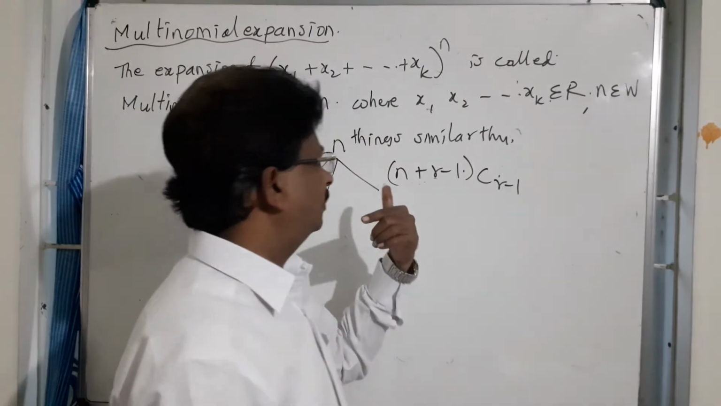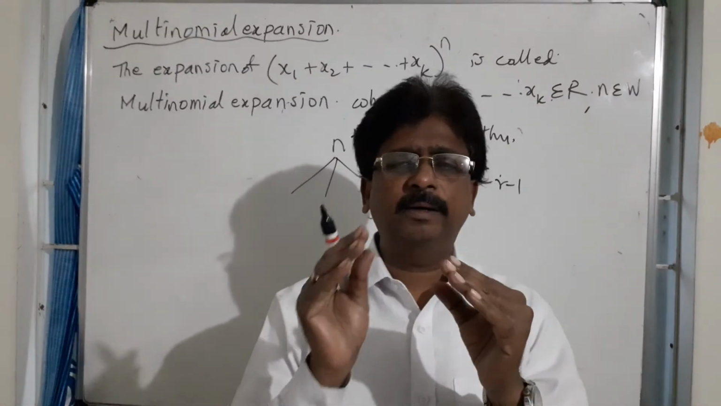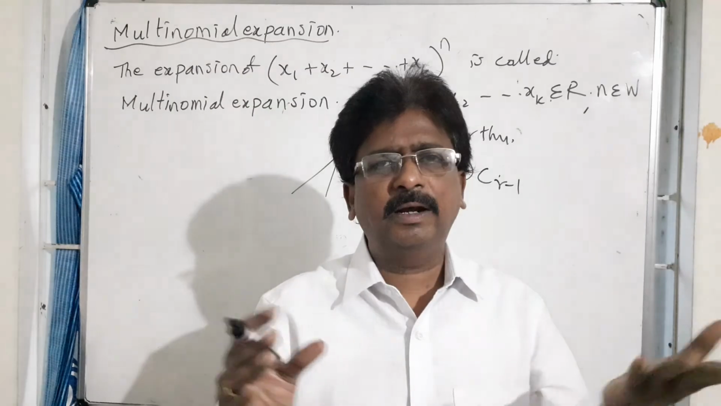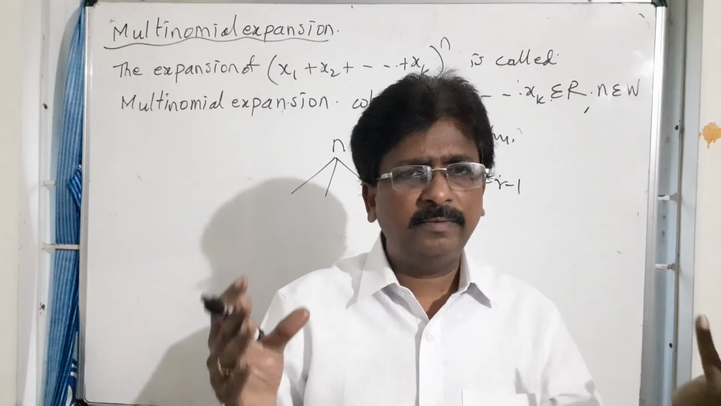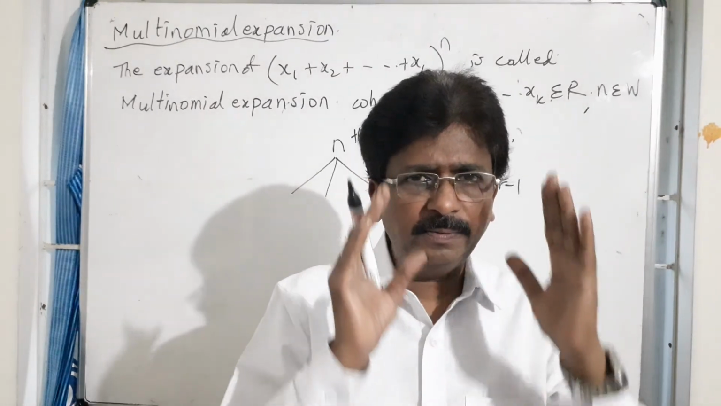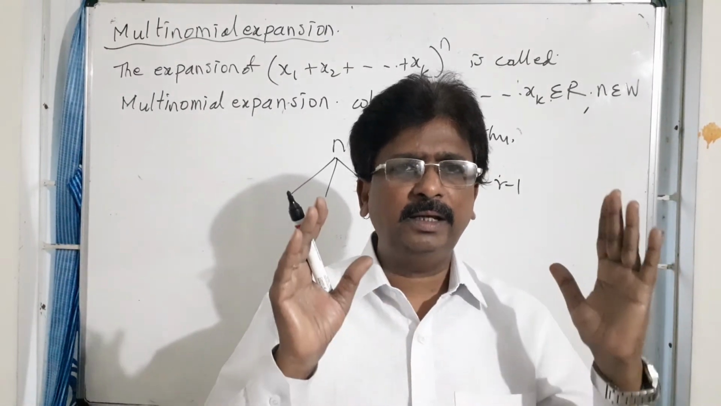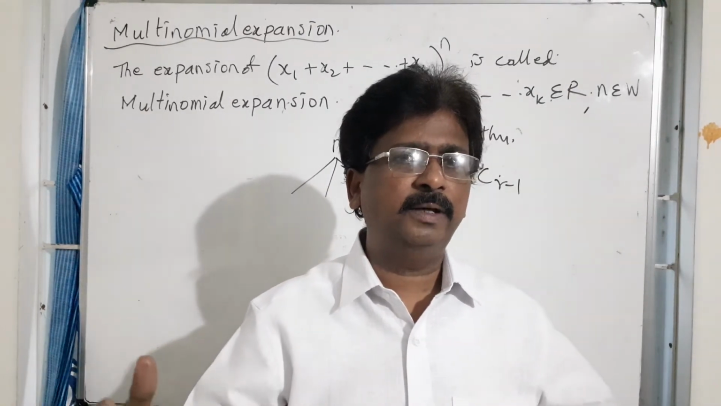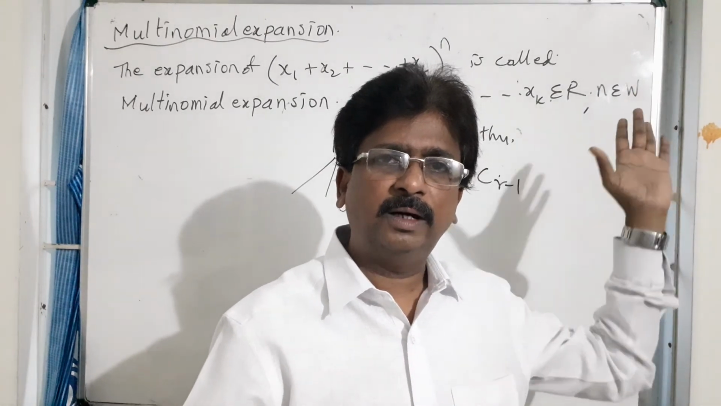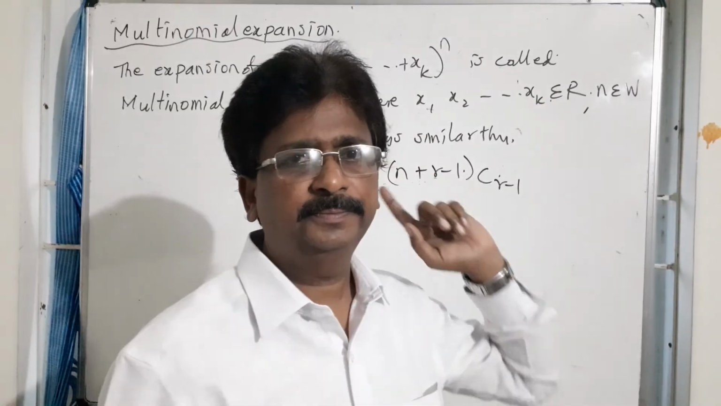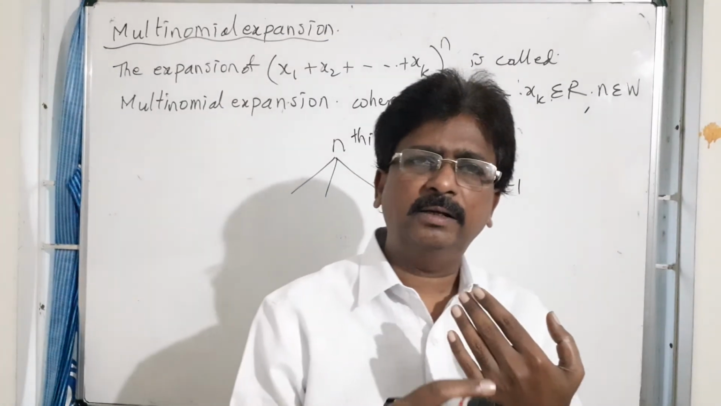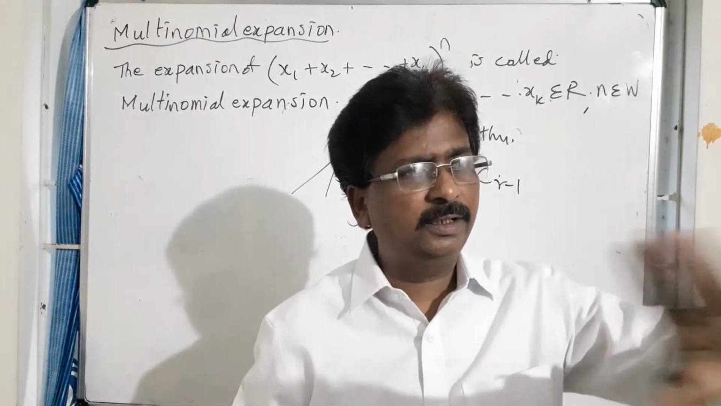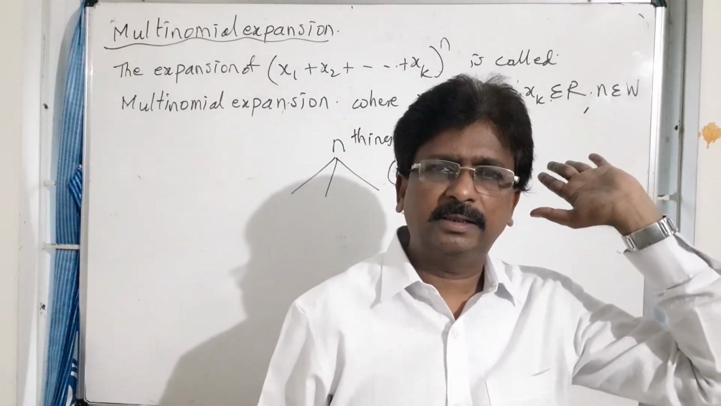Okay. Now, how many things can be given to each person? Any number of things can be given to each person. Of course, if any number of things can be given to each person, then only the number of ways of giving the n similar things to r persons is like this. So, to each person, nothing can be given. One thing can be given. Two things can be given. All the things can be given to any person.